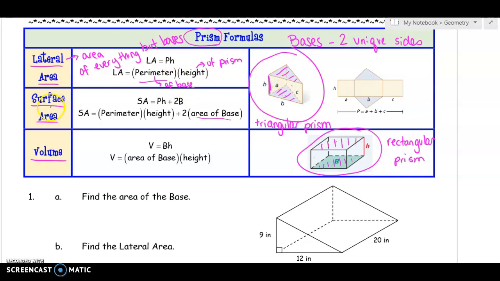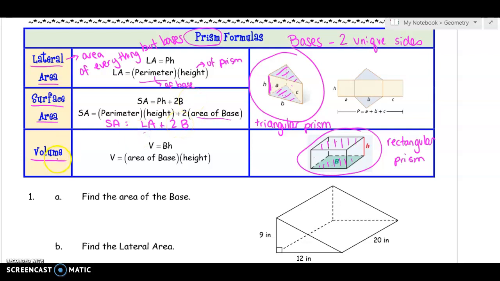The surface area is going to be the area of everything, including the two bases. So the surface area, SA, is going to be your lateral area, this perimeter times height, plus the two bases. So plus 2 times the area of each base. Another way to think of this is LA plus 2B. B stands for the area of the base. Since there's two bases, that's why we multiply by 2.